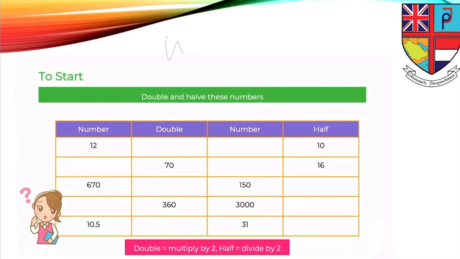I'll do a waggle for you. We all remember what waggle means, what a good one looks like. We've got the number 12, and the question is asking us to double it.